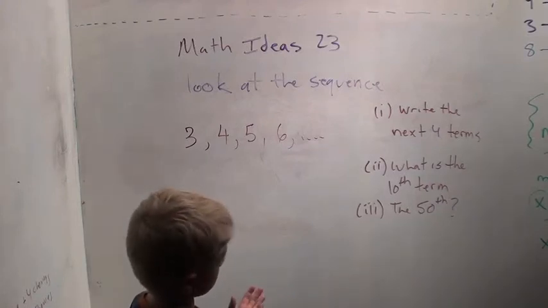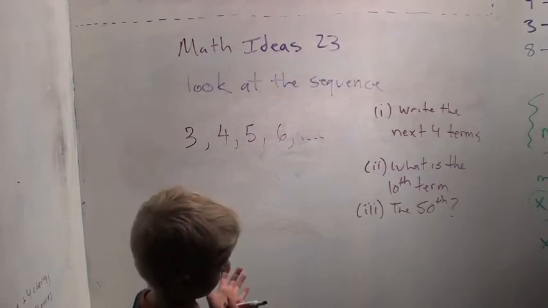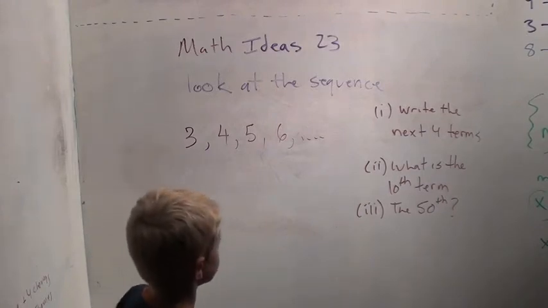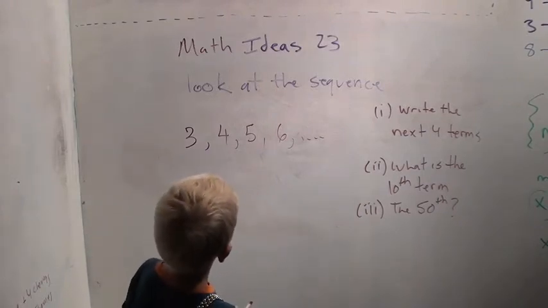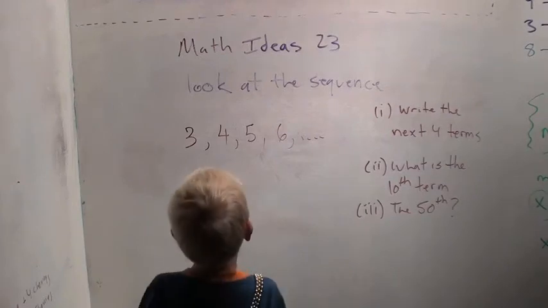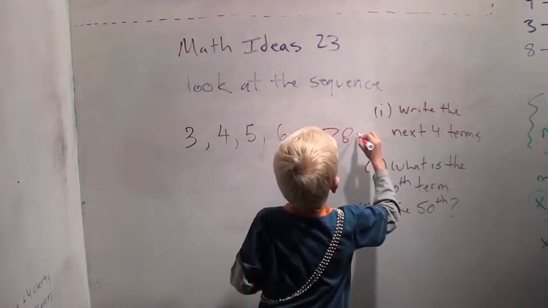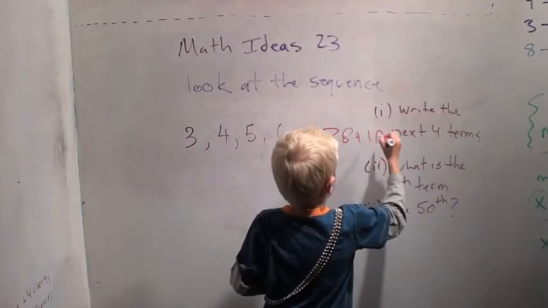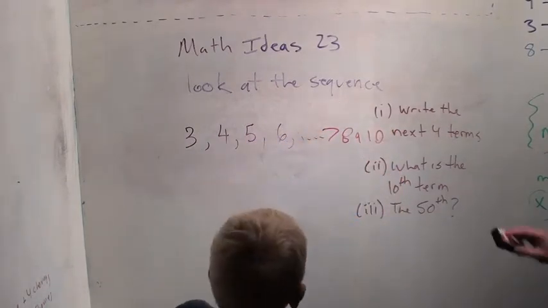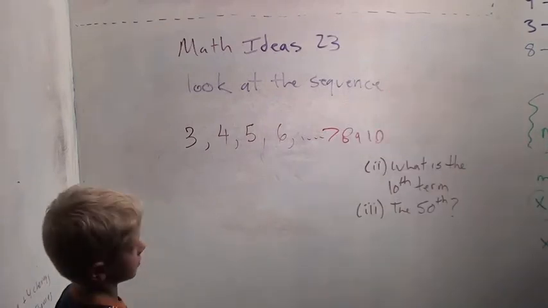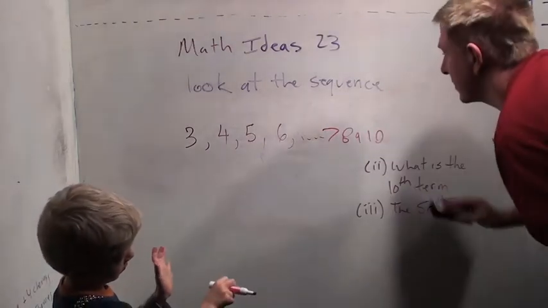That's question number 1. What does terms mean? Well, 3, 4, 5, 6. The next 4 terms means what are the numbers that come next? 7, 8, 9, and 10. Okay, why don't you write them down? 7, 8, 9, and 10. That's the next 4 terms in the sequence. Good job. So, tell you what, let me write them out so they're spaced a little more.